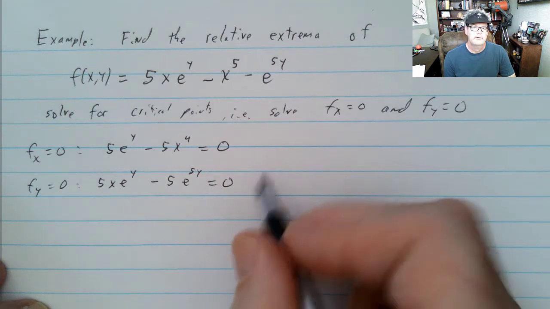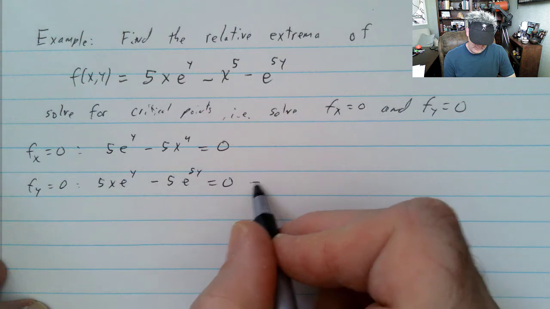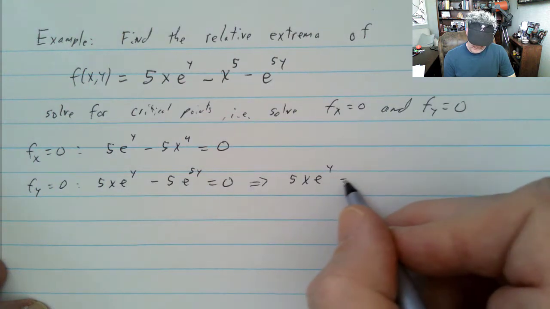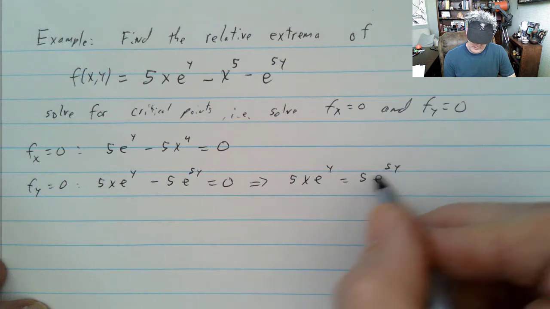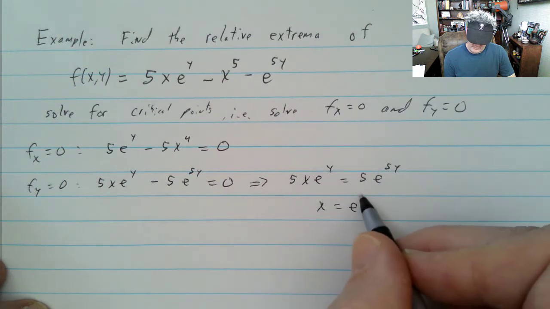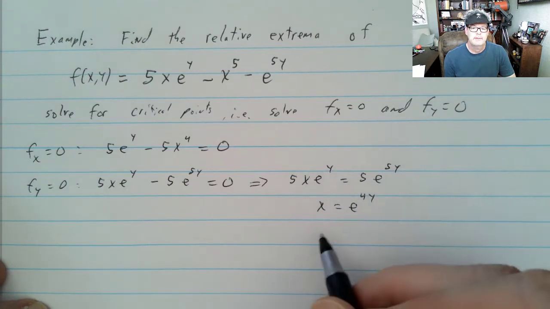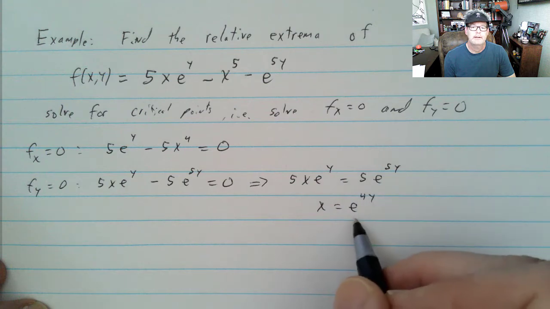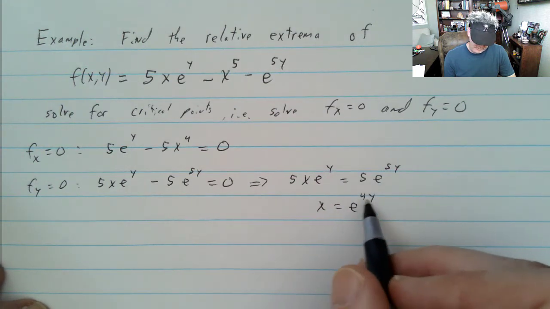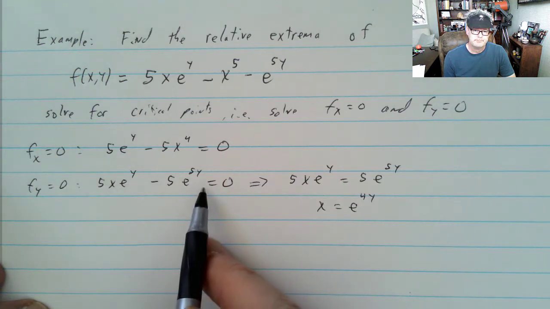So many ways to solve these two equations. I'm going to start with the f sub y one. So from this one, we get 5x e to the y equals 5 e to the 5y, divide by 5 e to the y, and we get x is e to the 4y. Just dividing by 5, canceling, divide by e to the y, it subtracts the power. Alright, so x equals e to the 4y is what we need for this equation to work.